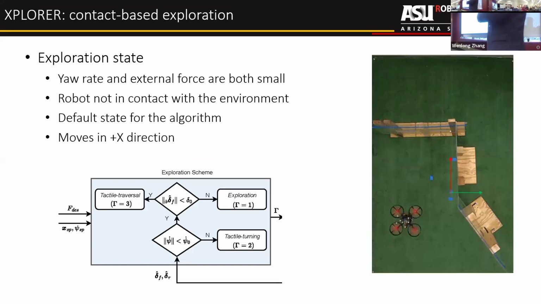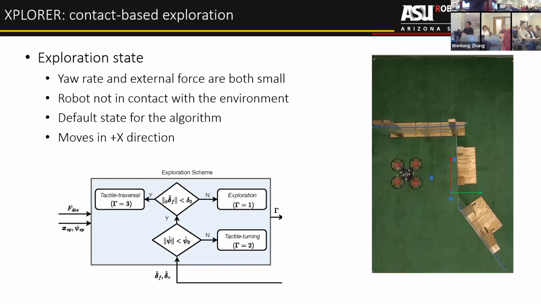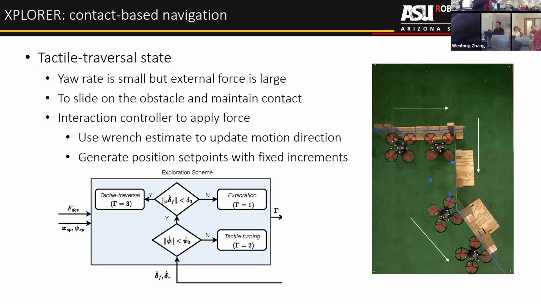So we basically designed the drone's new locomotion mode. For example, we start with saying, okay, how about we generate a new mode called exploration? And the exploration mode is pretty much the standard one, which means when the yaw rate and the external force are both small. What does it tell you? It tells you the drone is not really in contact with the environment, right? In this case, we do not really need to do anything. We just command the drone to continue going until it hits the environment.